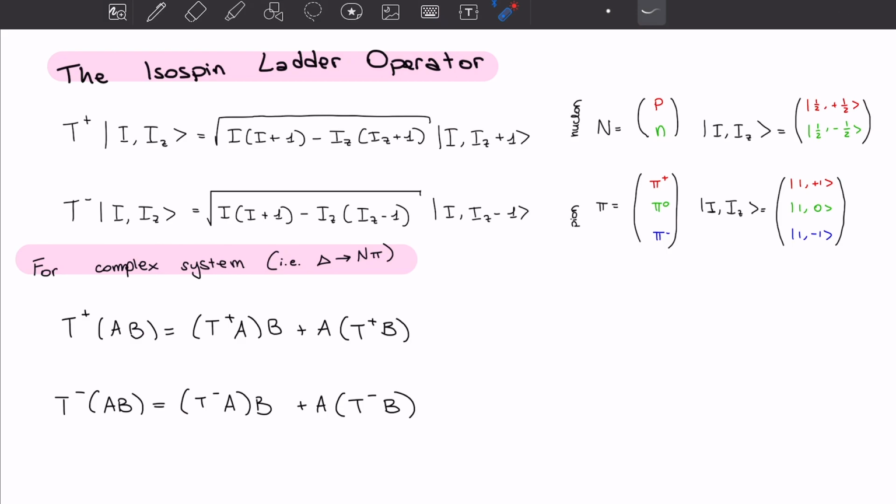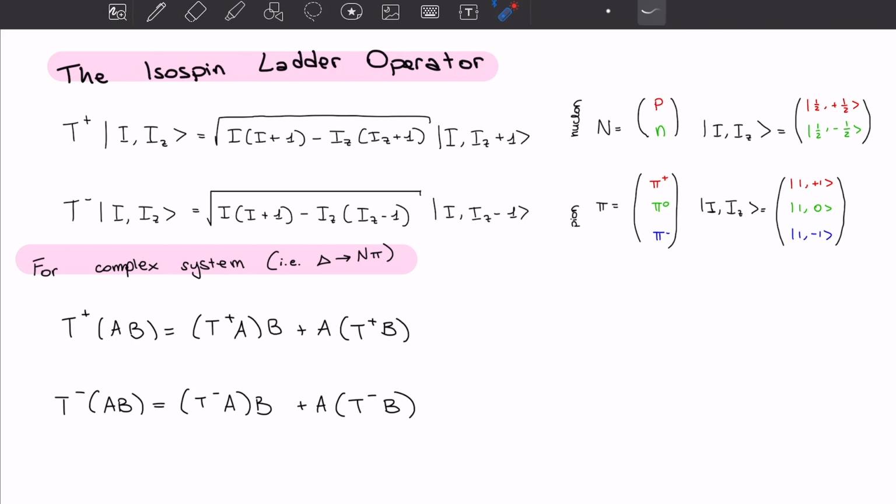Today I will be talking about isospin and ladder operators and the Clebsch-Gordan coefficients table and how to use them. Okay, let's first start with isospin and what isospin is and what it is useful for.